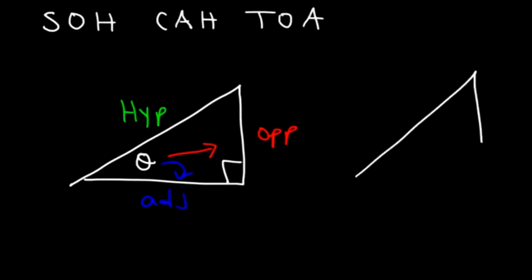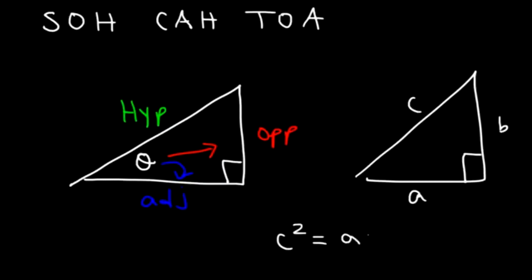Now, if you recall, this is A, B, and C. The Pythagorean theorem applies to right triangles: A squared plus B squared is equal to C squared. But we're not going to focus on that too much, just be familiar with that equation.